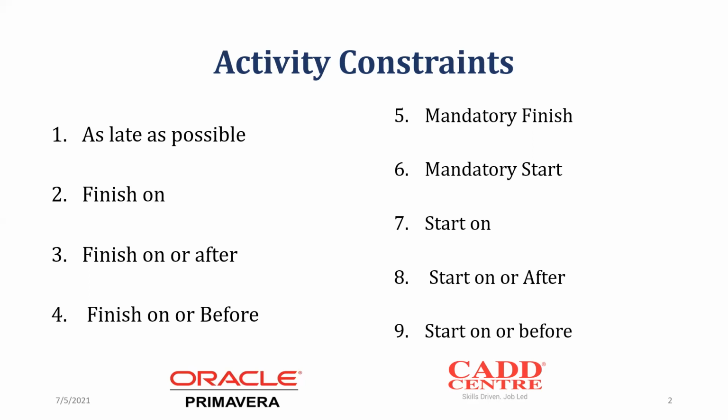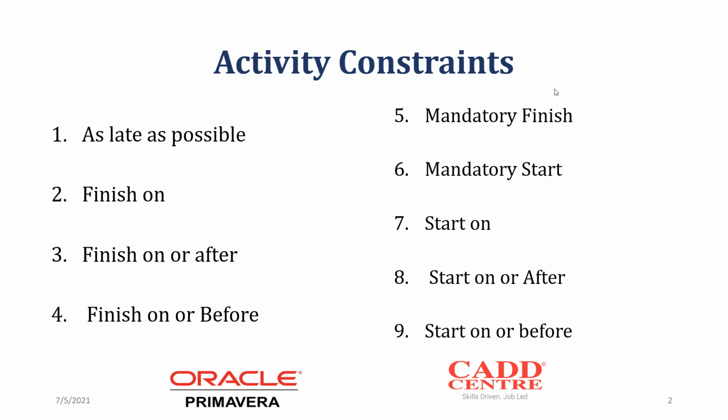Remember, these are dates. You have to assign a constraint, then you also select a date. So the first one, if you choose as late as possible, you also have to choose a date. There are a few that don't require a date. Actually the first one doesn't require a date because it is as late as possible. But these other ones, you have to assign a date. If you say finish on, you have to select the date that you're talking about.